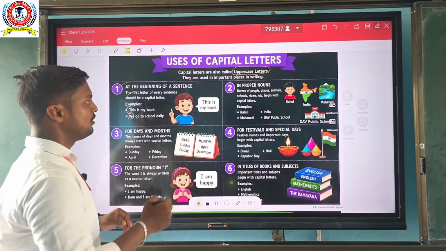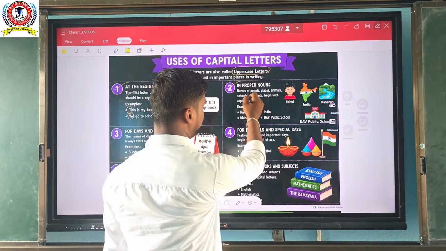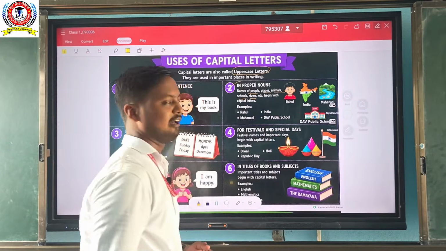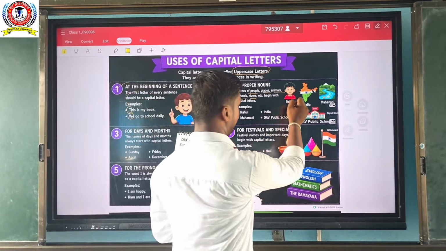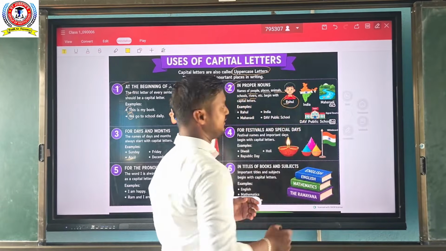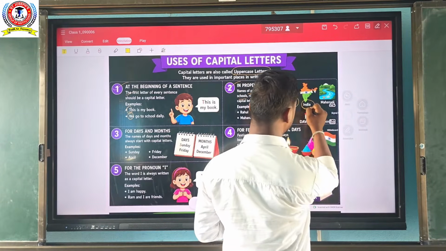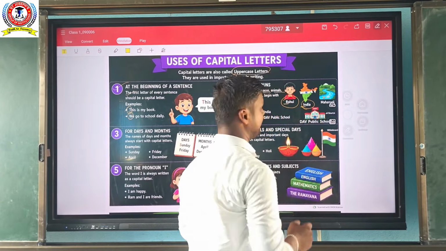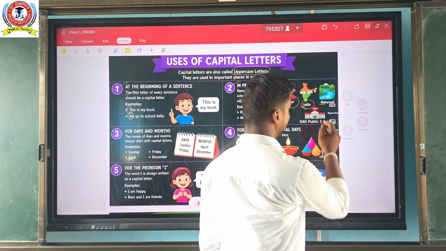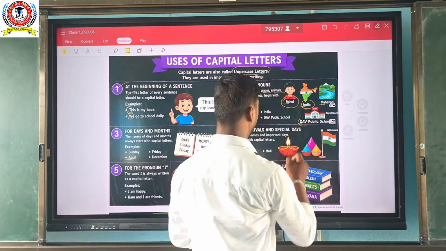Number 2, proper nouns. Names of people, places, animals, schools and rivers begin with a capital letter. Rahul is a name, and Rahul's first letter R is a capital letter. India, the first letter I is capital. Mahanadi, M is capital. The school name, DAV Public School, D is a capital letter.